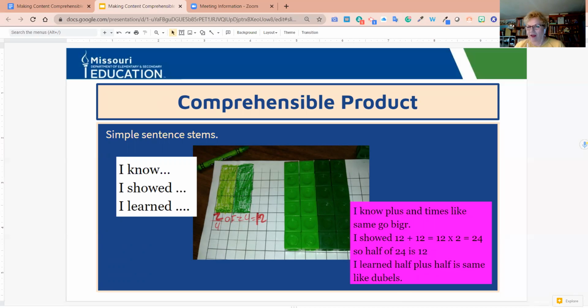So he put all of that together, even though he was a very low proficiency level student, he was able to come up with those sentences because we gave him the stems to get him started. And he was able to show what he understood about that math concept.